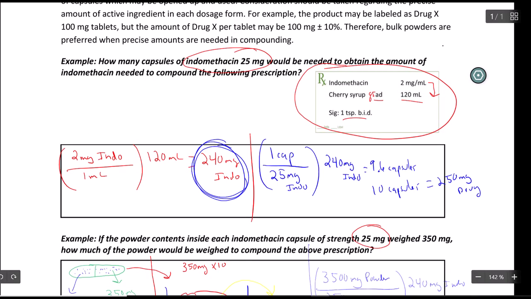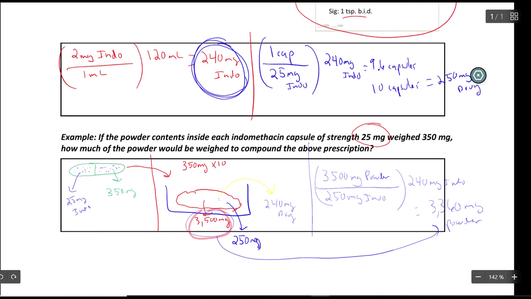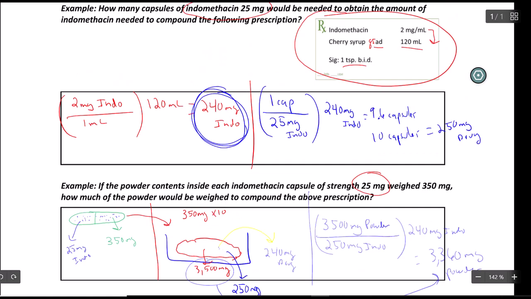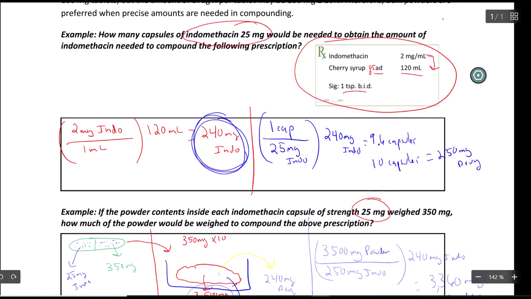So to quickly recap, if I wanted to make this prescription, I would take 10 capsules of indomethacin and empty them out in a mortar and pestle. From that mixture, which contained 3,500 milligrams, I would weigh out 3,360 milligrams of powder. That will give me the amount of indomethacin that I need. I would take that powder, add cherry syrup until the final volume becomes 120 mLs, shake it up, and that is where my last compounded preparation would be.